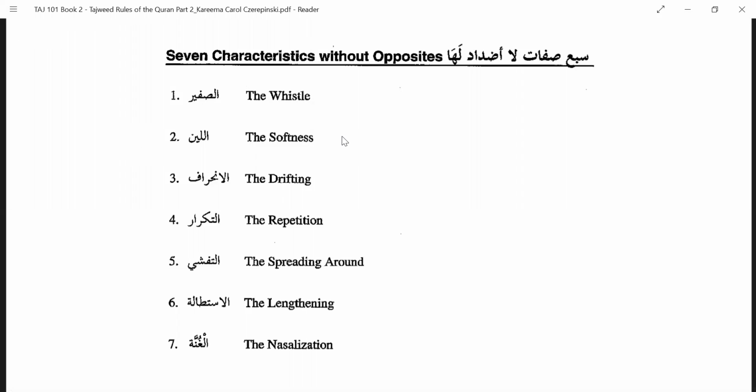Inshallah, we will continue from the last class. We had done characteristics or sifat with opposites, and what we are going to do now is sifats without opposites. سبع صفات لا أضداد لها.